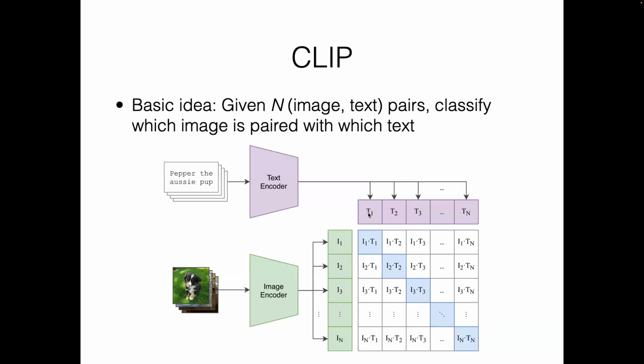Similarly, if we look at one of the texts, we want to increase this score and then push down all of these ones. So you have this kind of two-way argument where you want to both classify the image and classify the text in some sense. So then it forms this matrix, and you can come up with a learning objective that does this.